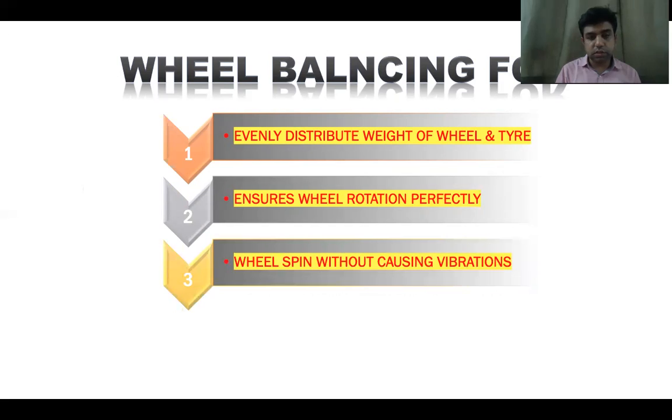The third thing we can achieve is wheel spin without causing vibration. Believe me, if there is a problem with wheel imbalance, the most noticeable part we feel is in the steering pad, right? It causes a lot of vibration. If there is vibration, there is a problem of wheel imbalance. All the vibrations generated due to the imbalance in the wheel are transmitted to the steering pad. So the third thing we can achieve is wheel spin without causing vibration.